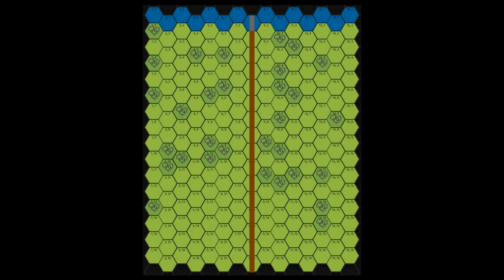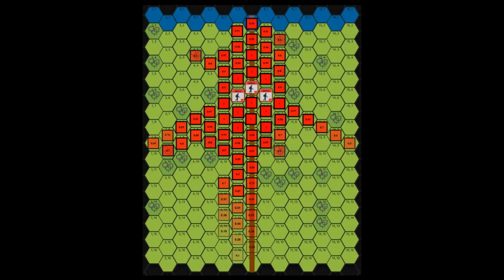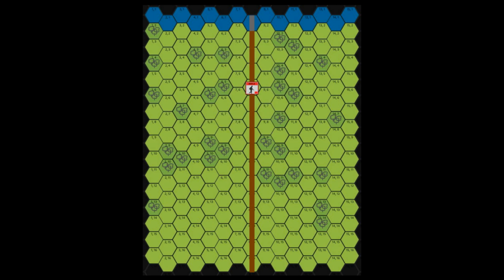I want you to picture a map. Maybe it's one of those dusty old Gettysburg maps from a history book. Or maybe it's a board game on your kitchen table. You see the river, the little cardboard forests, the hexagon grid.